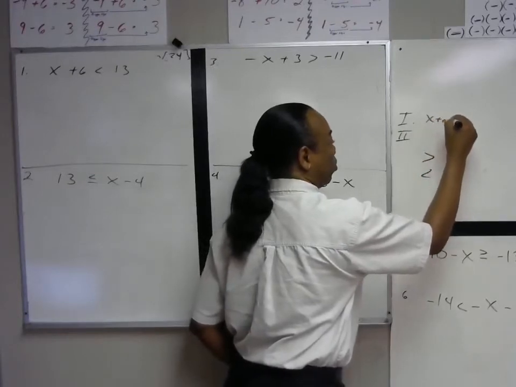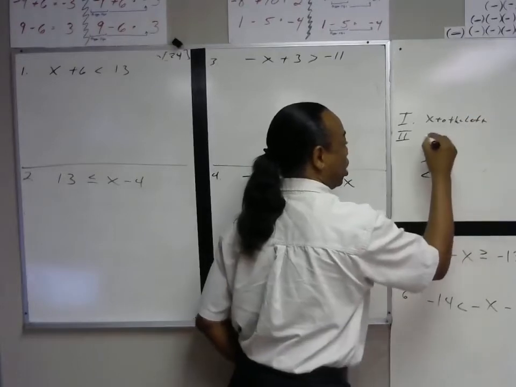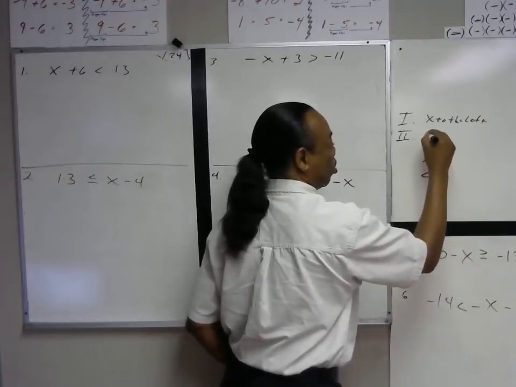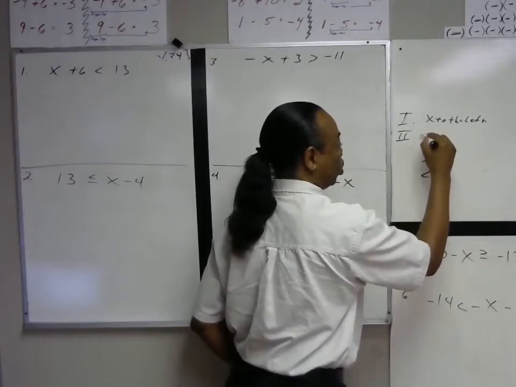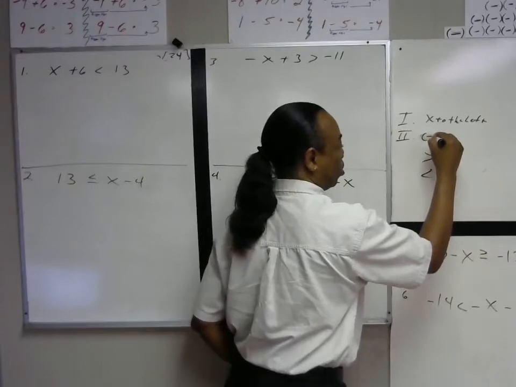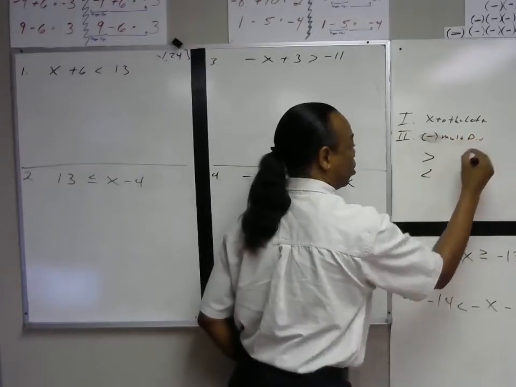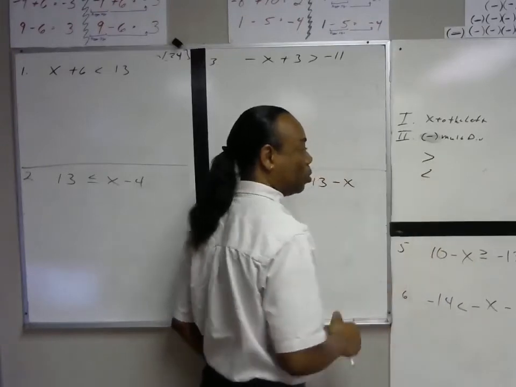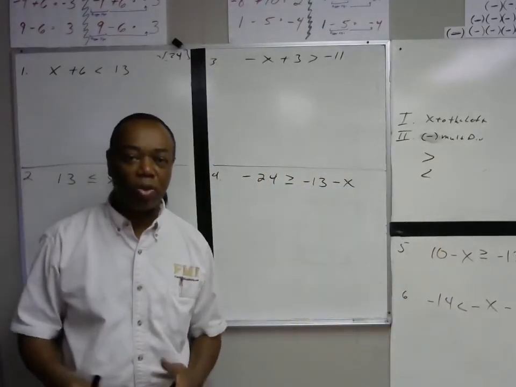X to the left, and when you multiply or divide by negatives, change signs. Multiply, divide, then you have sign changes. Okay. So other than that, everything else is the same when you solve.